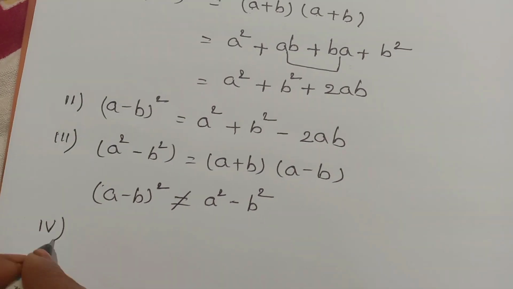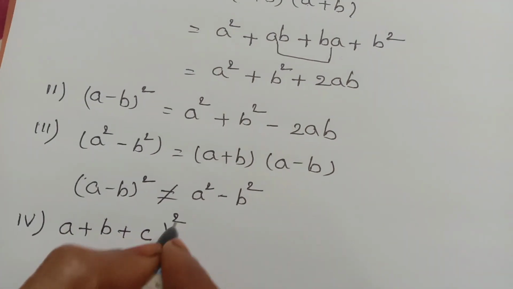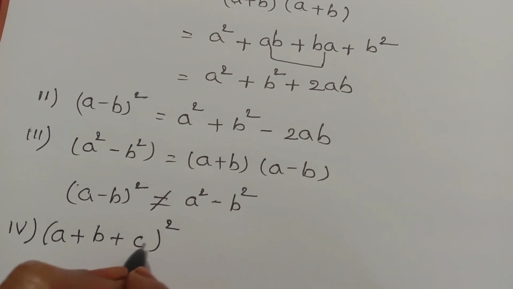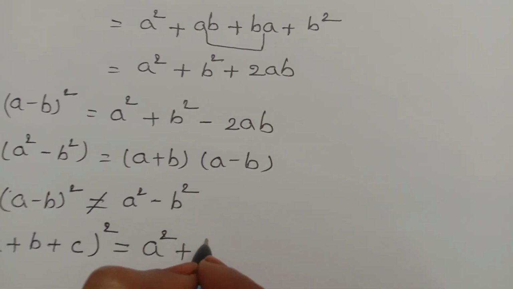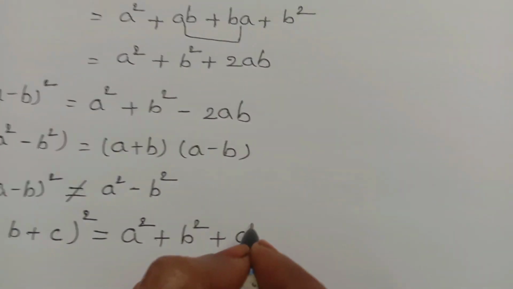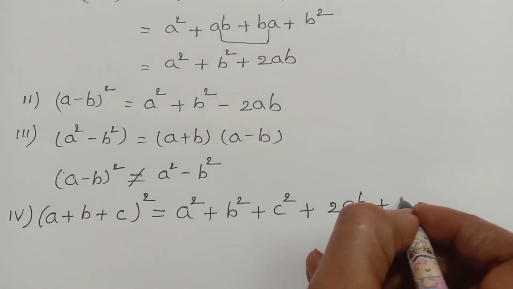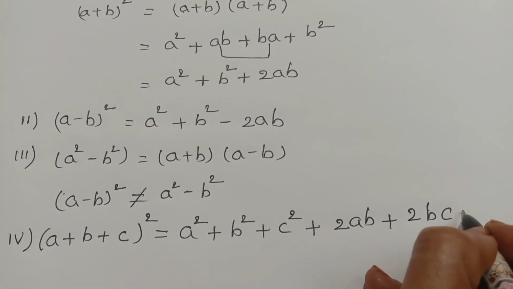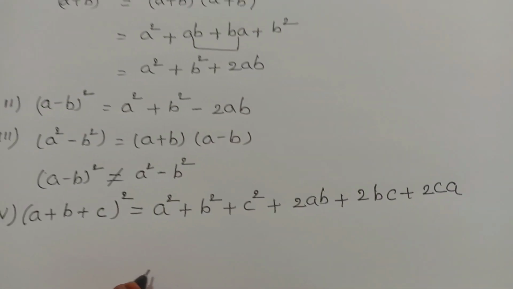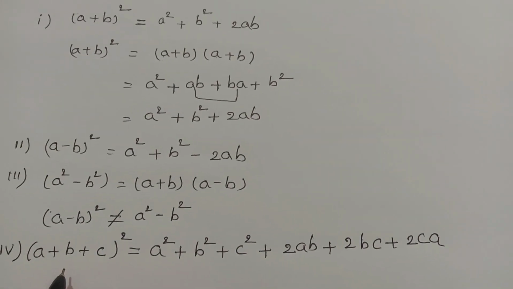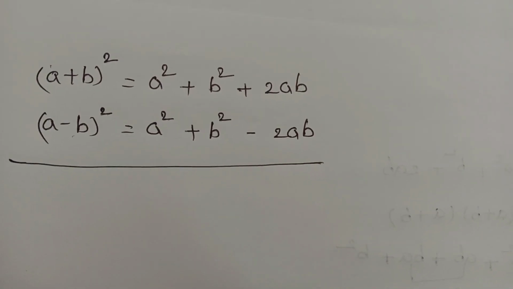Fourth identity: (a + b + c) whole square. This is a trinomial. It equals a square plus b square plus c square plus 2ab plus 2bc plus 2ca. These are the four identities. Now some more formulas using hints. I will add this formula.